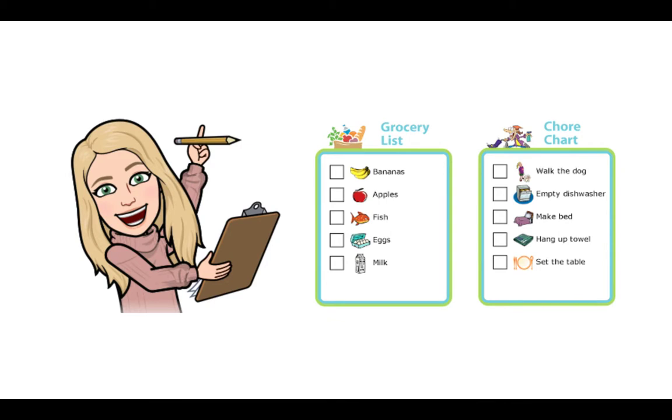So here's an example of a grocery list like bananas, apple, fish, eggs, milk, and then a chore chart list. Walk the dog, empty the dishwasher, make the bed, making sure that you hang up your towels, and setting the table. When you complete things on your list, you can give yourself a check mark, or you can even cross it off to say, I'm all done with that item. Well, just like making lists like this, we actually can use checklists in our writing.